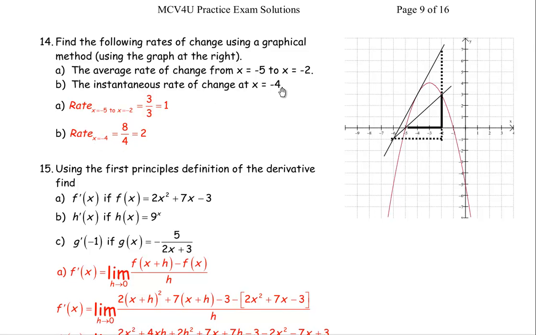An instantaneous at x equals negative 4, so at x equals negative 4, that would be the point right here, so we would try to draw a tangent line there. And so that's what my tangent looks like, and again we'll read the rise and run. So this horizontally is 4 units. If you count it vertically, this is 8 units from positive 7 down to negative 1. So the rate would be 8 over 4, which is 2.